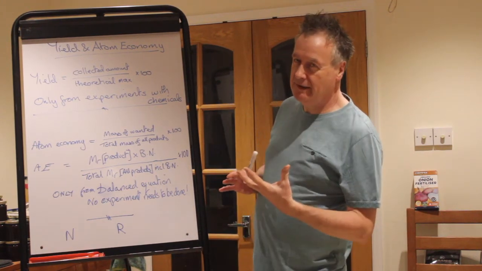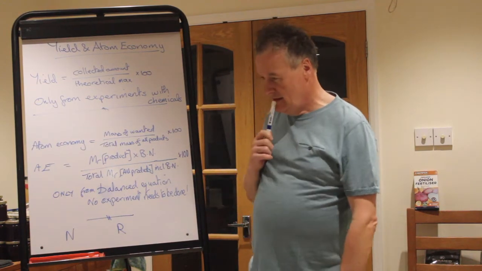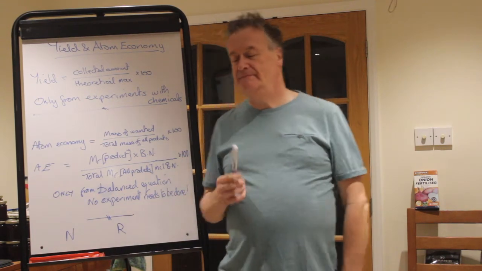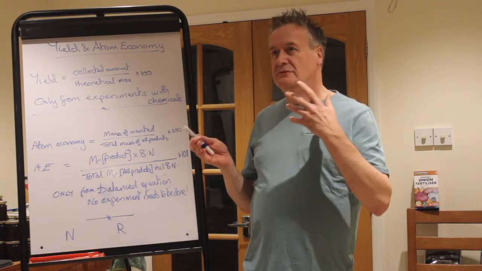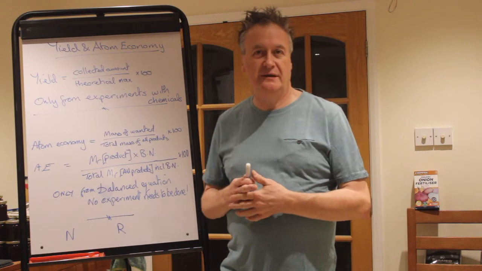So, time for another thing. I put out of the year 12 course, yield and atom economy. To put the two things together could be a disaster because people get the two things mixed up. They are obviously not the same, but they're also very different in the way that they're trying to express something about some chemistry.